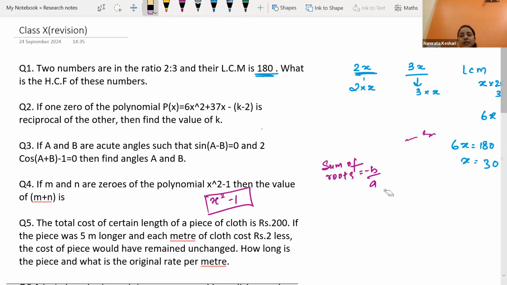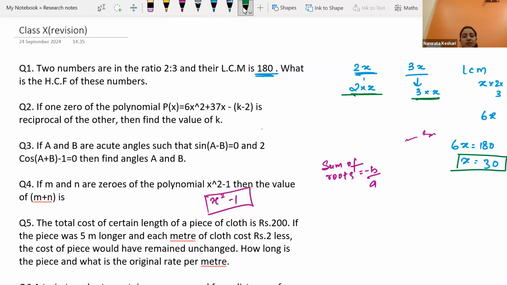Now, while finding the HCF, here we can say this x will be the HCF. We don't even have to find both the numbers. If you have found both the numbers, that's fine. But directly also we can say this is the HCF. Why? Because one of the numbers is 2x, another number is 3x. What is the common factor? x. And x value is 30. So HCF is 30. Yes or no? Same answer you have got after finding both the numbers and after using the formula. Both ways are completely fine.